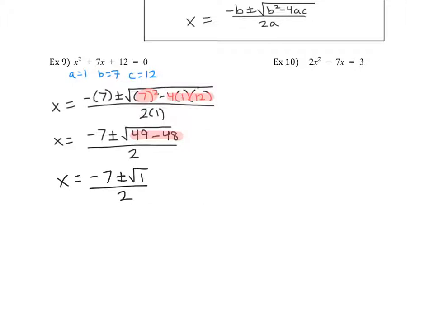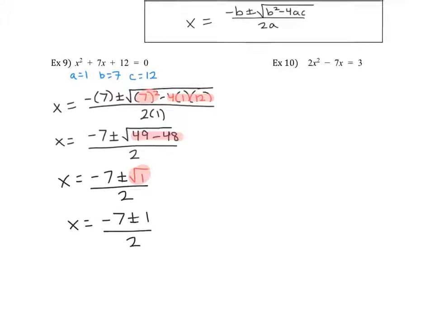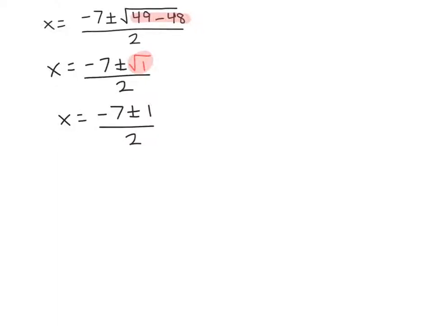Now I'm going to simplify our square root. Hopefully you remember that 1 is a perfect square and the square root of 1 is just 1. So we have negative 7 plus or minus 1 over 2. Now we're going to deal with this plus or minus sign. It really just means that one time we're going to add and one time we're going to subtract. So we're actually going to do two separate equations here. x equals negative 7 plus 1 over 2, and x equals negative 7 minus 1 over 2.